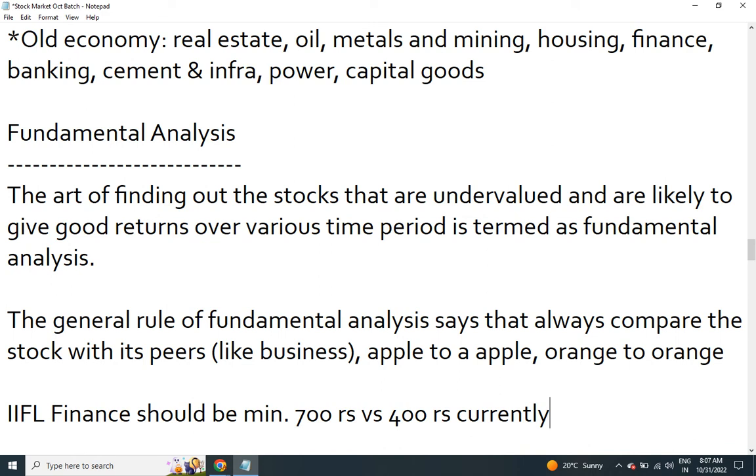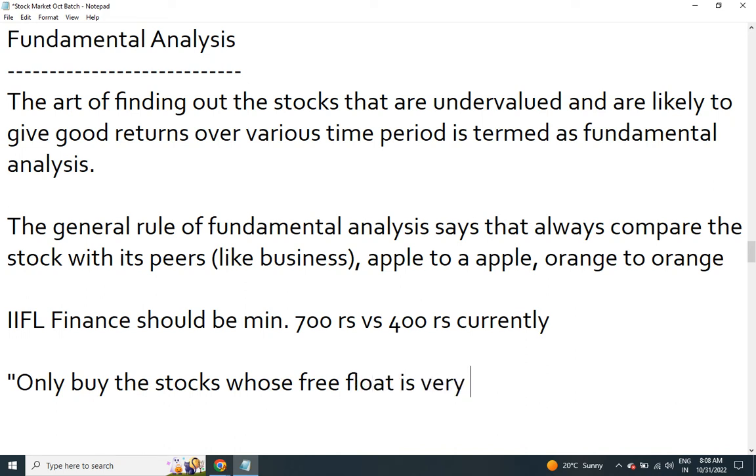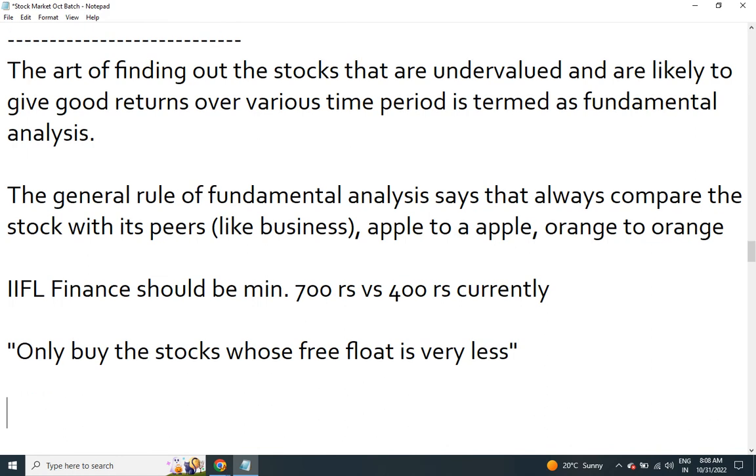Right, now let us begin with the fundamental analysis. The first thing that we have to check for any stock is the market cap. And one more important point to keep in mind: only buy the stocks whose free float is very less. Remember the demand and supply again. Note this point down, important point.